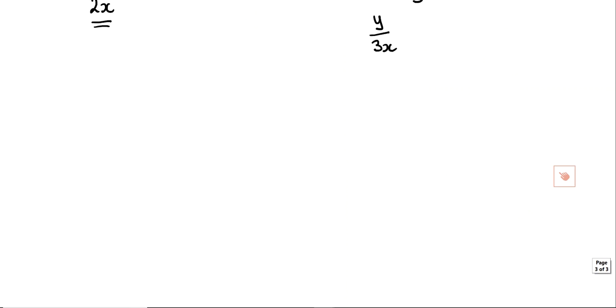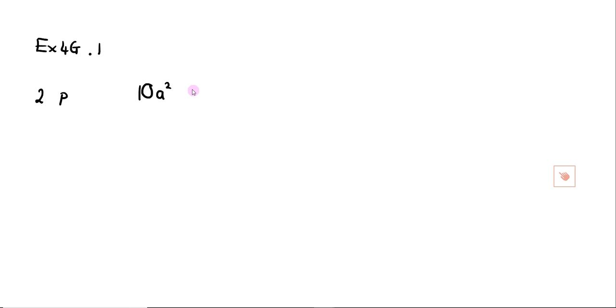So again, one more example I would like to go through from exercise 4G.1. We'll look at question 2p. So go for the hardest one. So we've got 10 times a squared, which is multiplied by b and then also multiplied by c cubed. All of that is divided by 12ab squared. So the common factor I can see in 10 and 12 is a factor of 2.